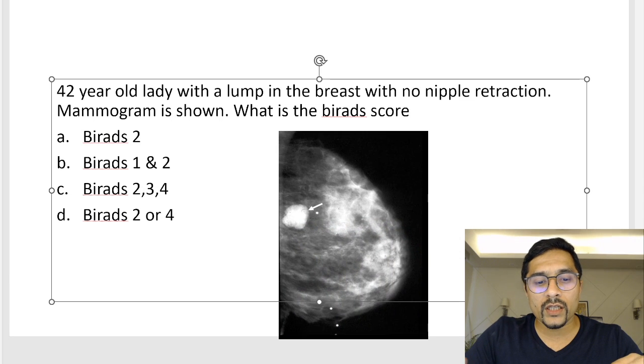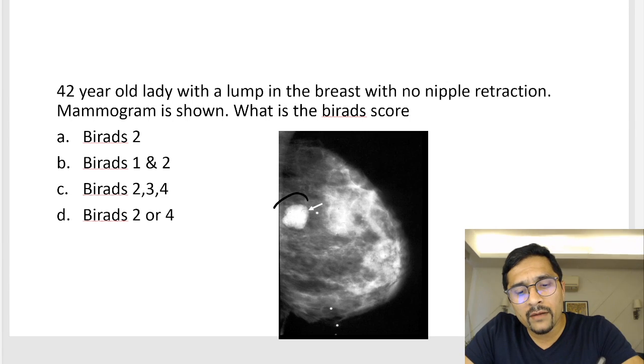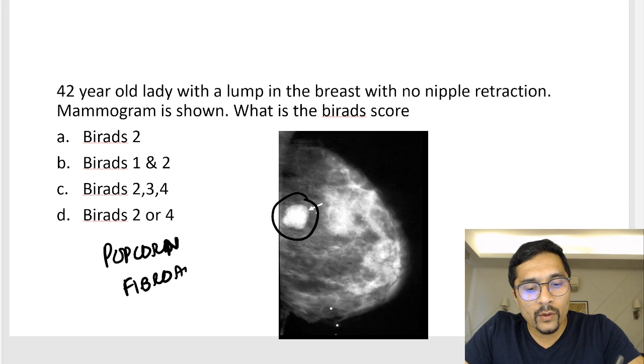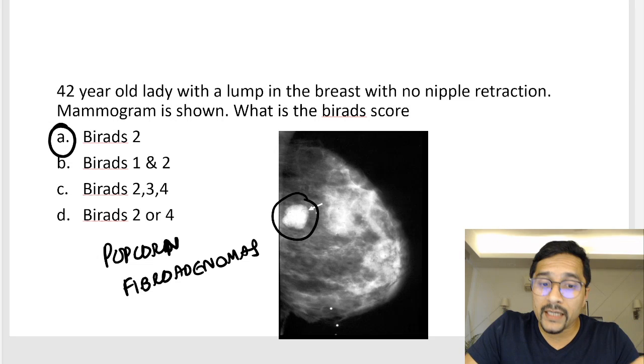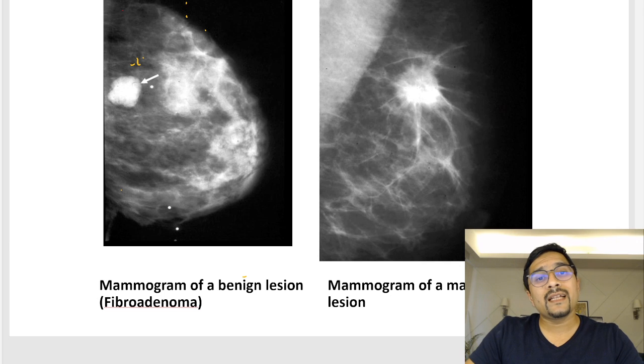You have a 42-year-old lady with a lump in the breast with no nipple retraction. Mammogram is shown below. What is the BI-RADS score? You can see on a mammogram, this is a classical popcorn calcification. We get popcorn calcification in fibroadenomas. And we know fibroadenomas are benign. So BI-RADS 2 is benign. Right? This is popcorn calcification in a fibroadenoma. This is a spiculated mass, which is a mass of cancer.